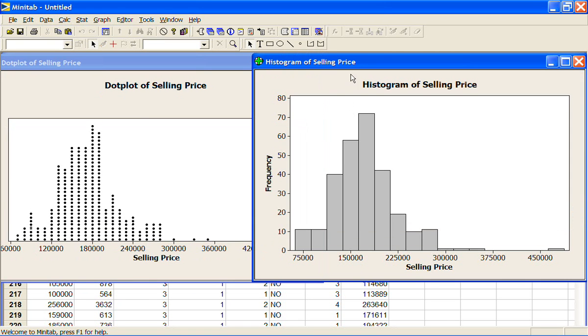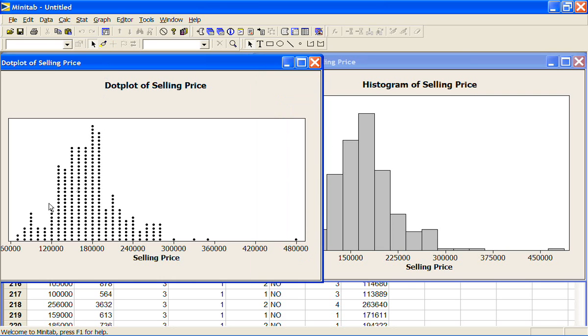The major difference between the dot plot and the histogram is simply how it's displayed, in that this has dots in it and in this case it's drawn with rectangles. In both cases we can read the selling price along the horizontal axis. With the histogram you'll have to go to the y-axis to see how many houses are in that group, about 10 and about 40 houses in this group, nearly 60 houses in this group, etc.